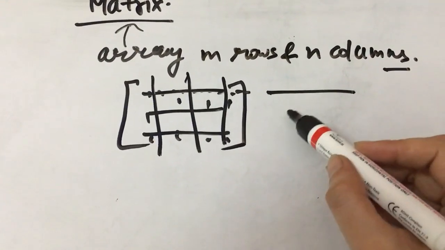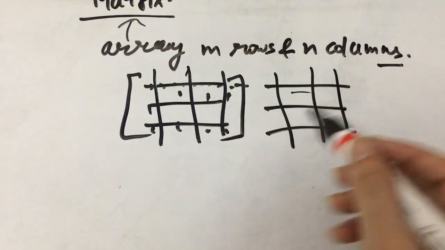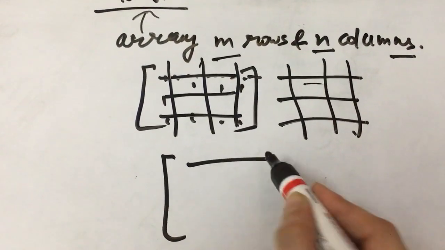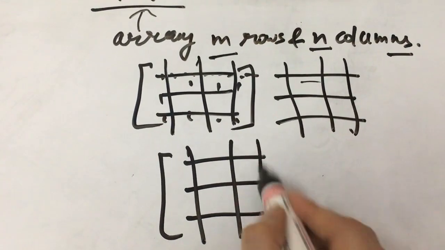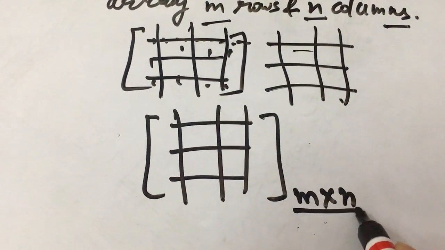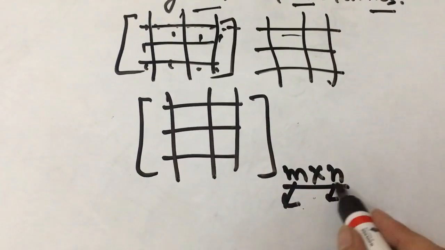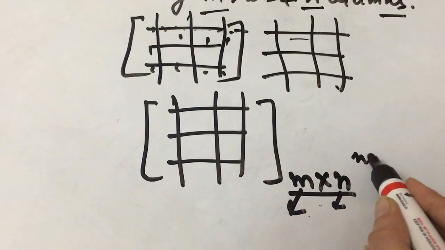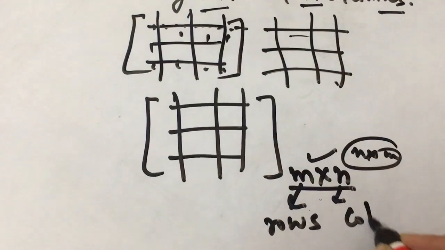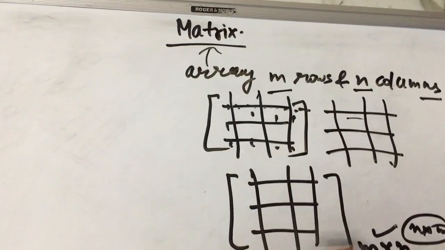Rows are written horizontally and columns vertically. Hence, if I have m rows and n columns, the order of the matrix will be m cross n. The order is always written in this pattern, rows first and columns at the end. We can't write n cross m, so this should be noted. m is the number of rows and n is the number of columns. So basically this is the matrix.